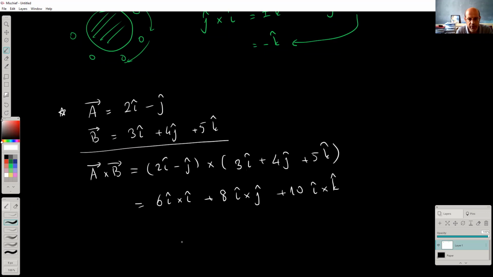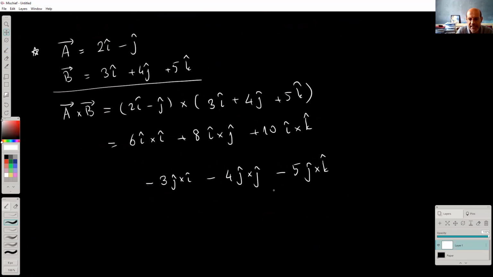All right. And then we have minus j, so minus 3j cross i, minus 4j cross j, minus 5j cross k, right? So that's the expression. I'm using distributivity in here, right? I just distribute the product over the addition. And then we just note these.